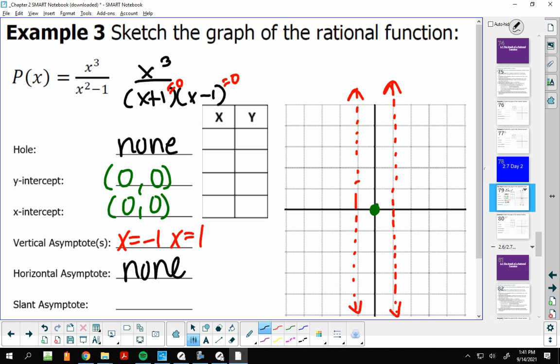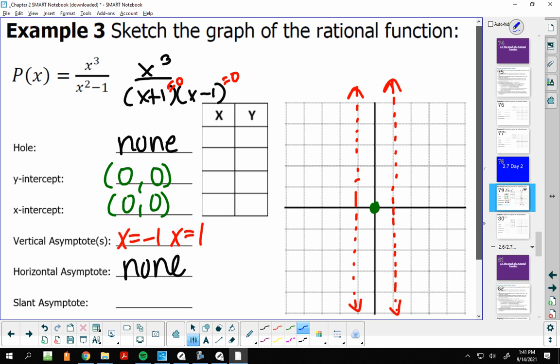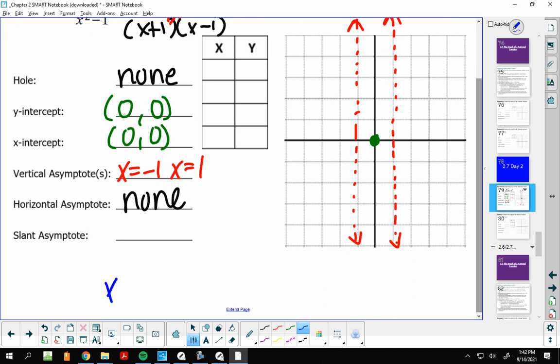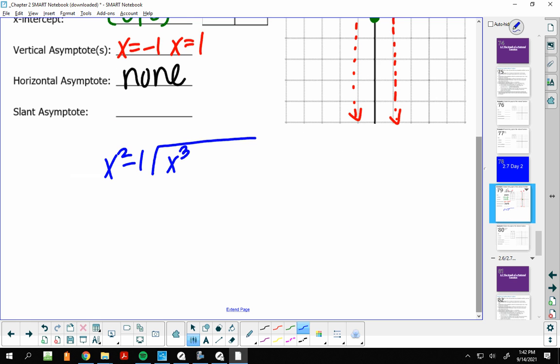So let's find the equation of that slant asymptote by performing long division. So we're going to do x cubed divided by x squared minus 1. I am going to add in placeholders, x squared plus 0x plus 0. If you want to do it without those, you can, but just to keep things clear.